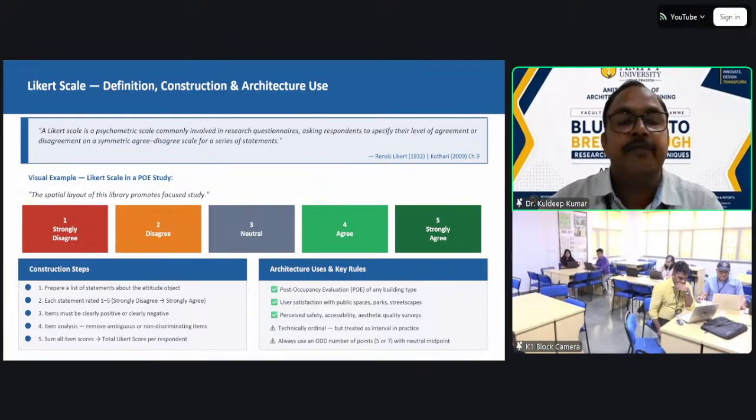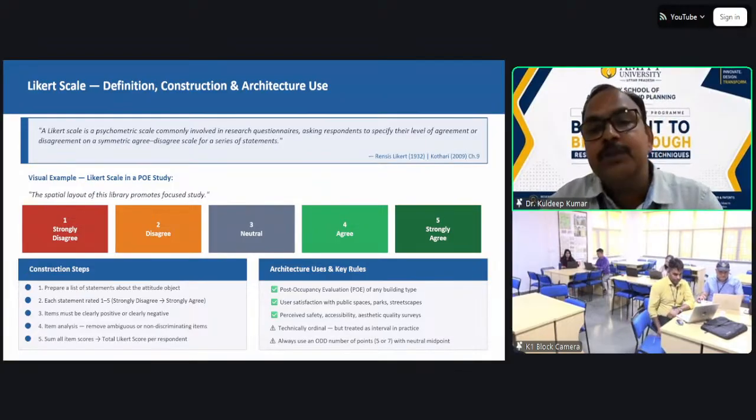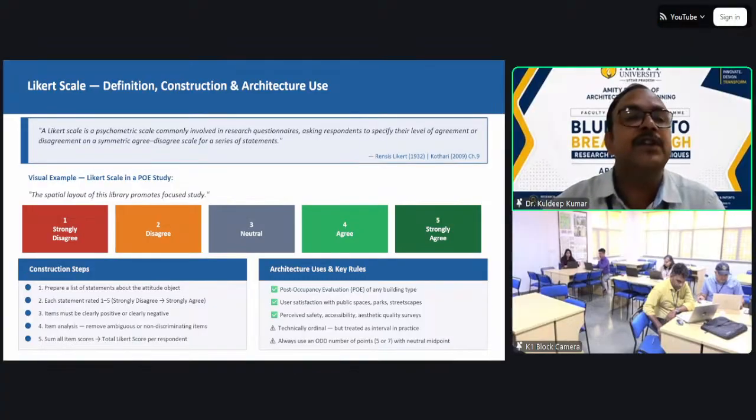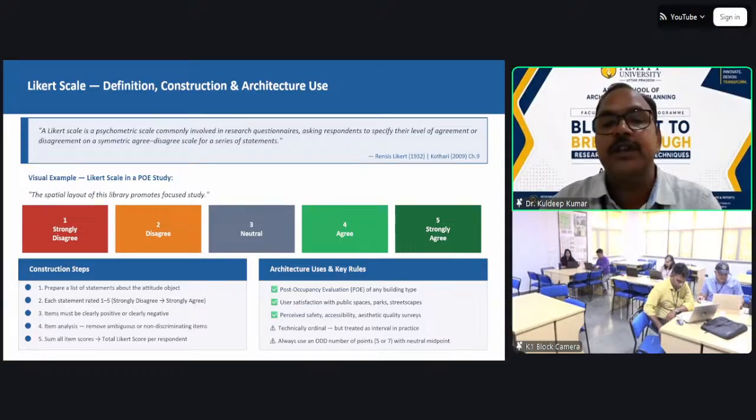And step 5 is to sum all the item scores per respondent, and hence the total Likert score of the respondent will be the overall attitude which we were looking at from the initial hypothesis, or the premise we have taken: the spatial layout of the library promotes focused study.